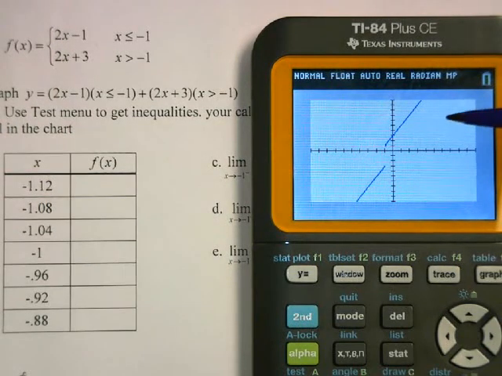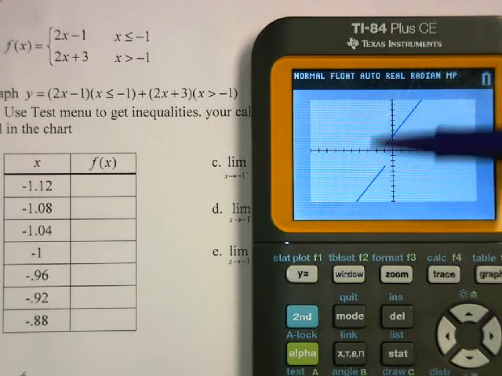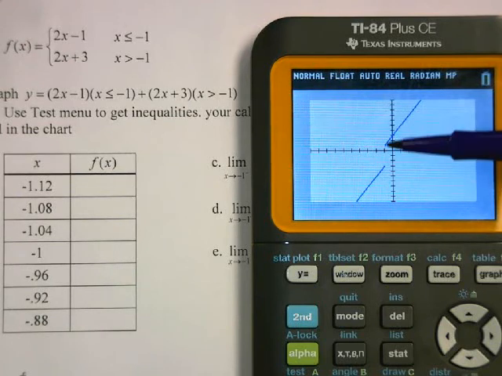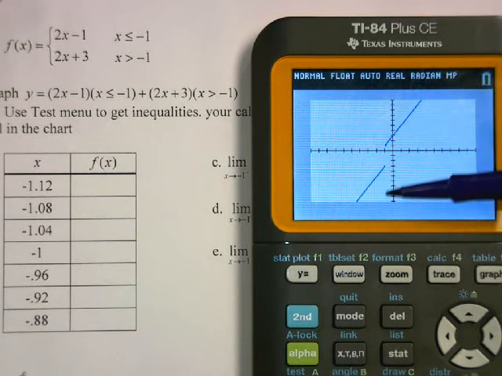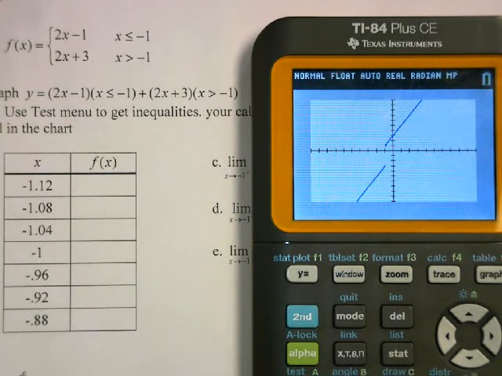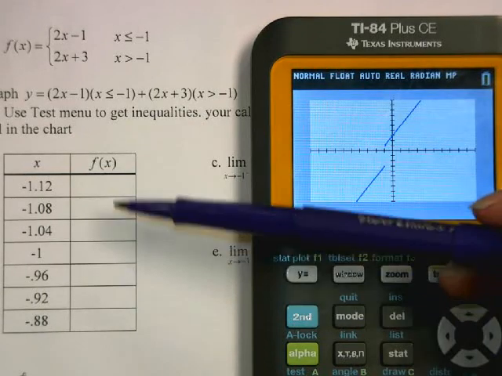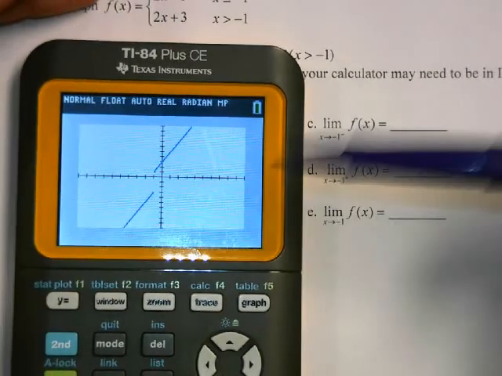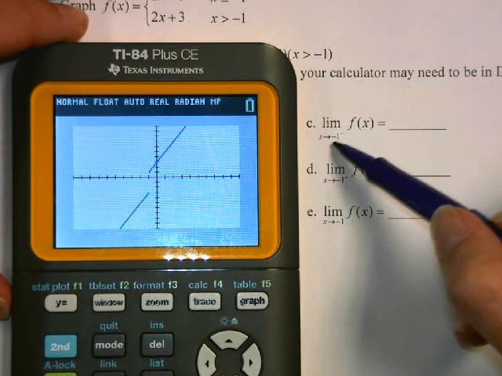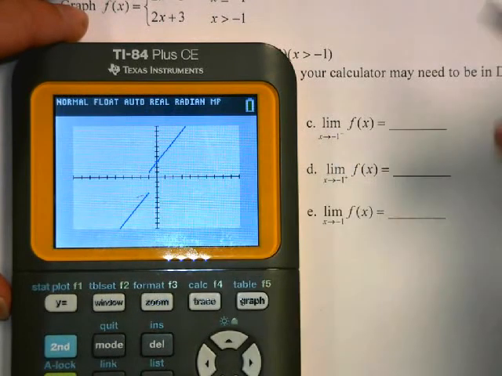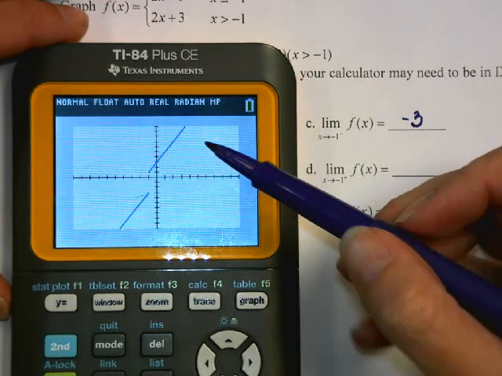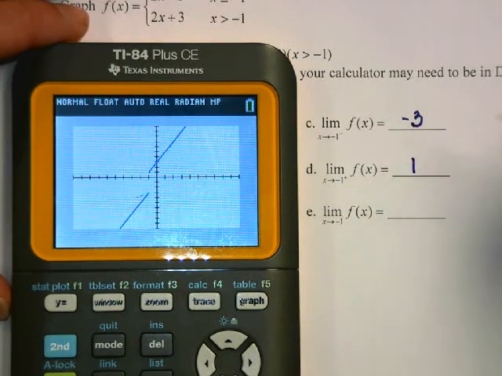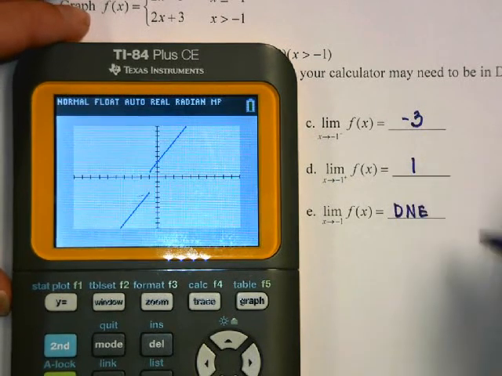Okay, so from this graph, as we're approaching negative 1, it's not approaching the same thing. So this limit isn't going to exist. We can tell that already, and we can use the graph to arrive at that. You can also do this numerically by filling in the chart, but we're going to do more of that next class. So for right now, I'm just going to use the graph. As we approach negative 1 from the negative side, we're going to a negative 3. As we're approaching negative 1 from the positive side, it's going to 1. Those are not the same, so this limit does not exist.